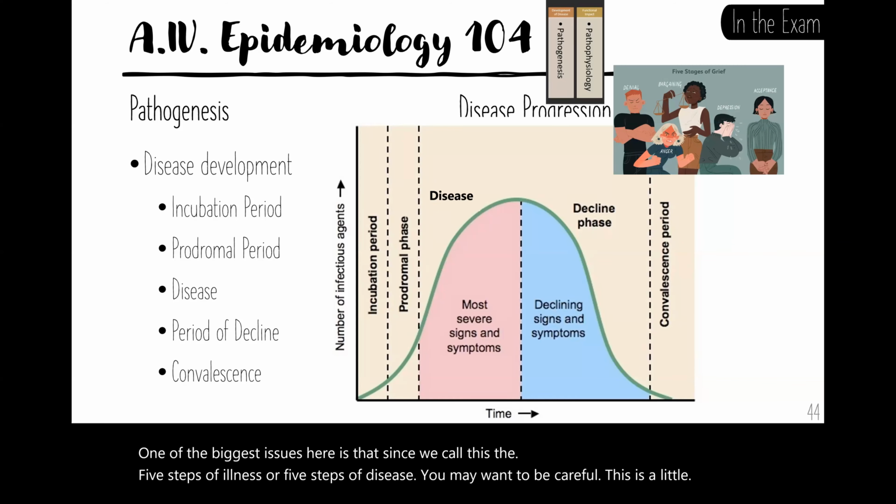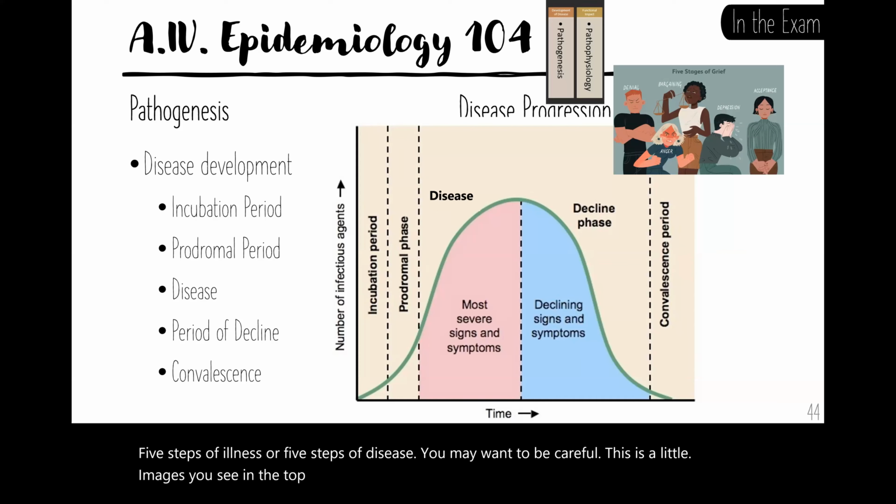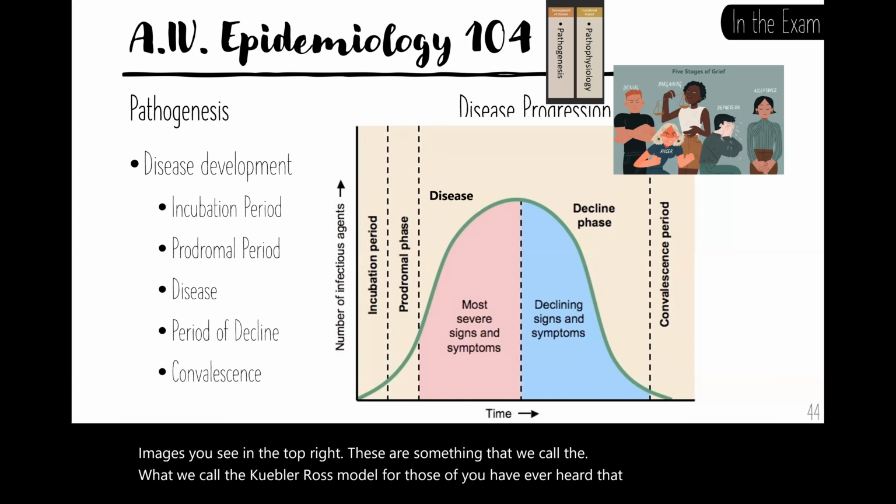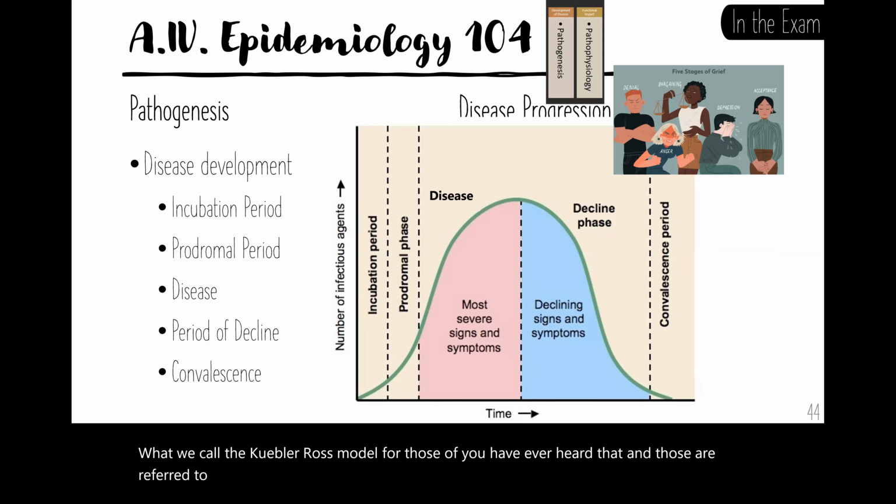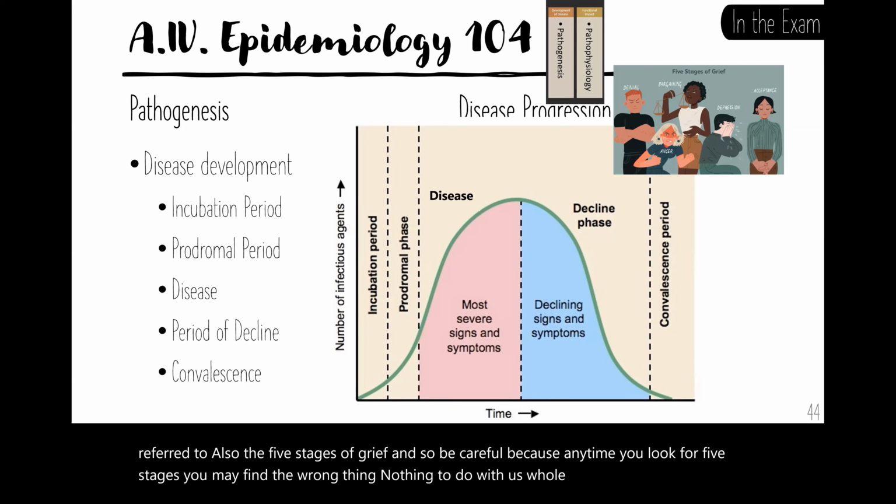image that you see in the top right. These are something we call the Kubler-Ross model, for those of you who've ever heard that before. And those are referred to also as the 5 stages of grief. And so be careful, because anytime you look for 5 stages, you may find the wrong thing. It has nothing to do with us, whole different model. So be aware of that, by the way.